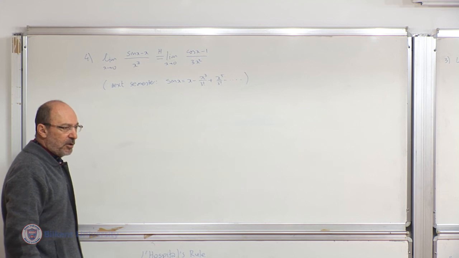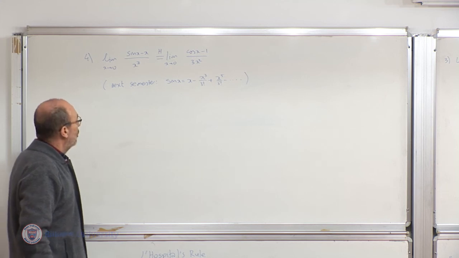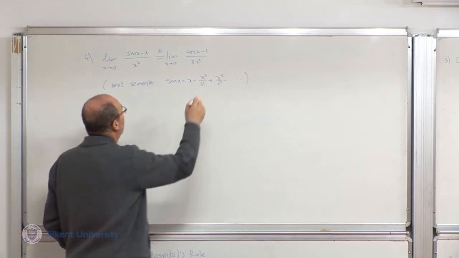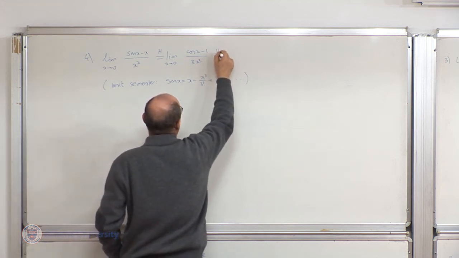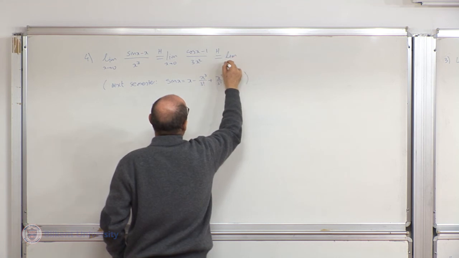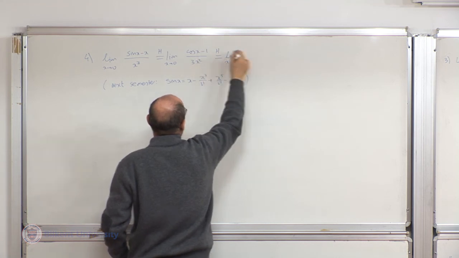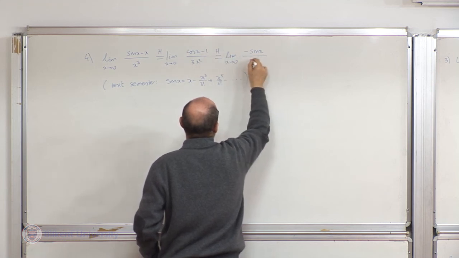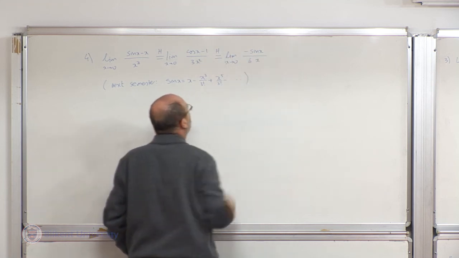We again check if this is 0 over 0. Cosine x goes to 1, so this is 1 minus 1, 0, 0 over 0. So we apply L'Hopital once more. Limit x goes to 0. Derivative of this is minus sine x. This is constant. This is 6x.